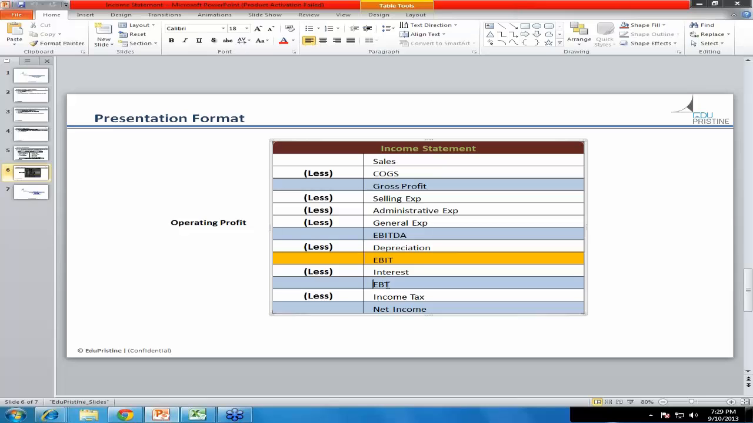Once you take out the interest, here's another item for you. As you can guess, this stands for earnings before taxes. You take out the final line item before we get to net income, which is income tax. You have to pay your federal income tax, state income tax, city income tax, and so on. That eventually brings you to net income.